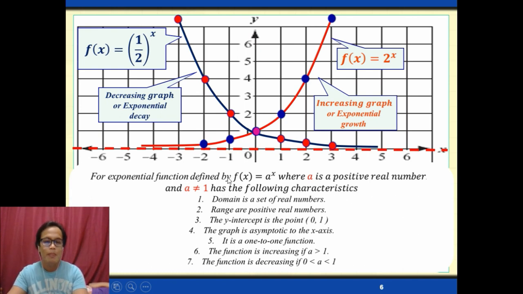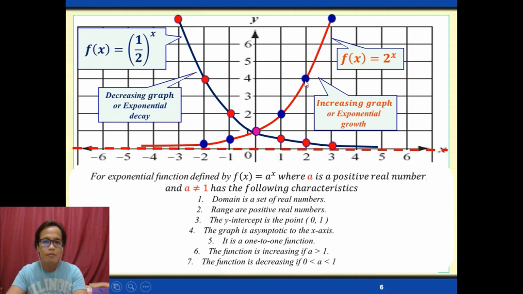Number 1. If we are to analyze these graphs here, the domain is a set of real numbers, meaning these values in the x-axis are part of the domain. All values, all real numbers are part of the domain. There is no restriction for this specific function. Let's proceed to the range. The range are positive real numbers. Nganong positive real numbers man?